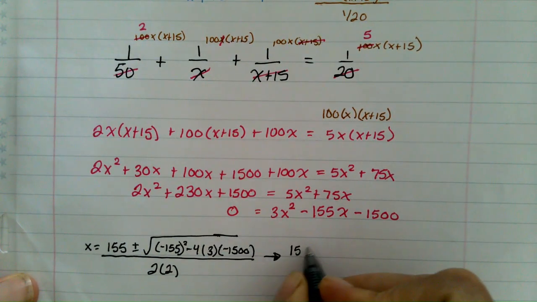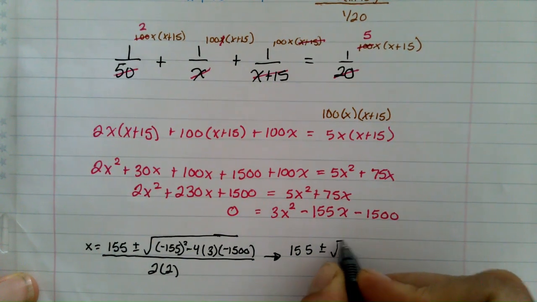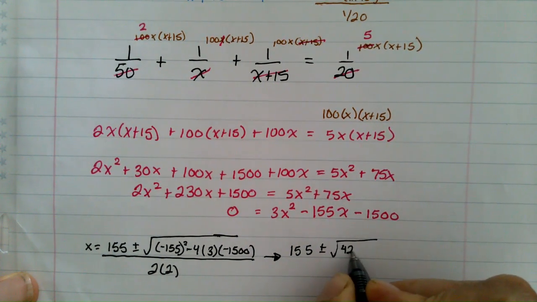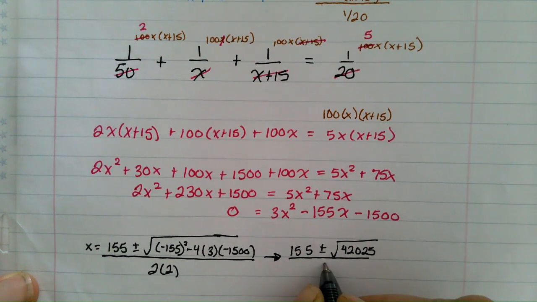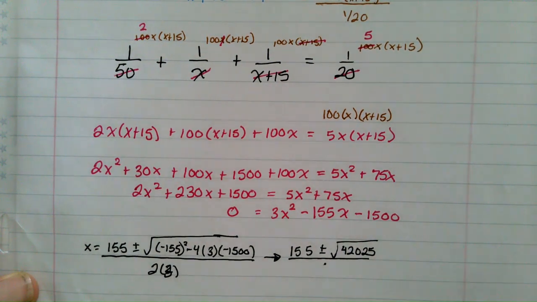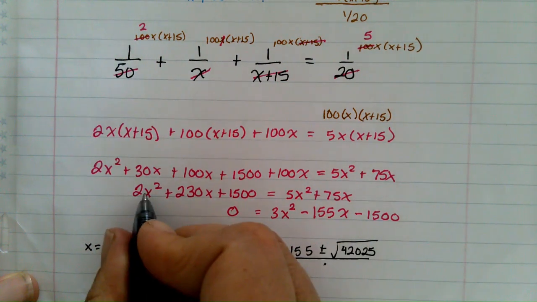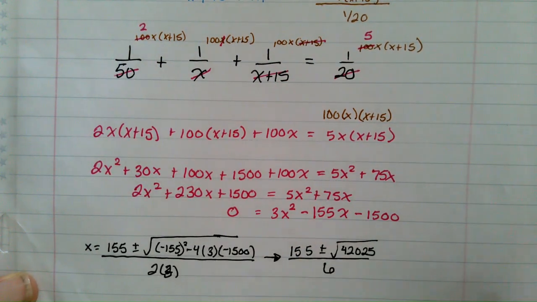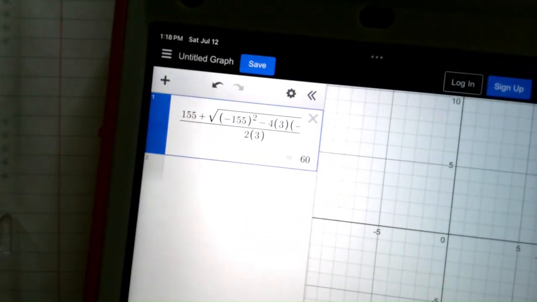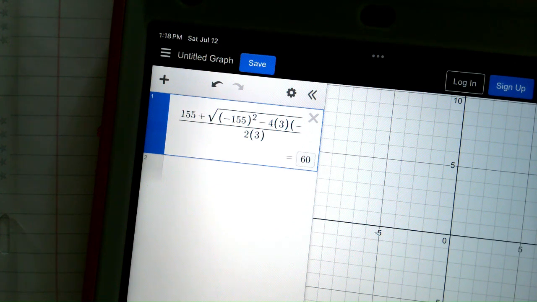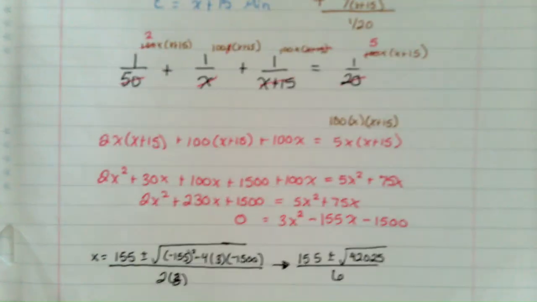That gives us 155 plus or minus 42,025 for our discriminant. And that would be over, I wrote 2 times 2, it was supposed to be 2 times 3. I was looking at the wrong line. So we get 6 for the denominator. One thing you can do is type that into your calculator. I have it typed in here in Desmos, and I get 60. So 60 minutes could be our x.